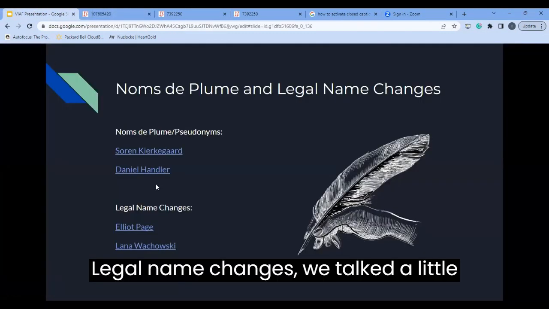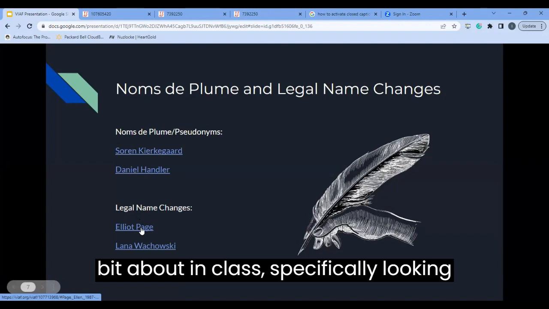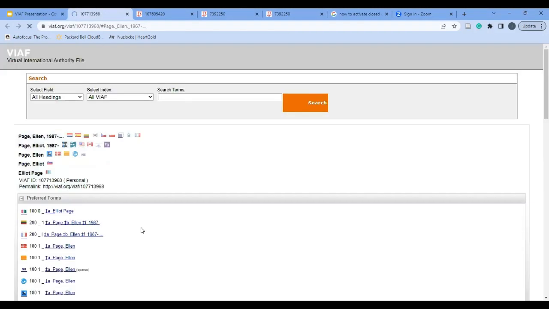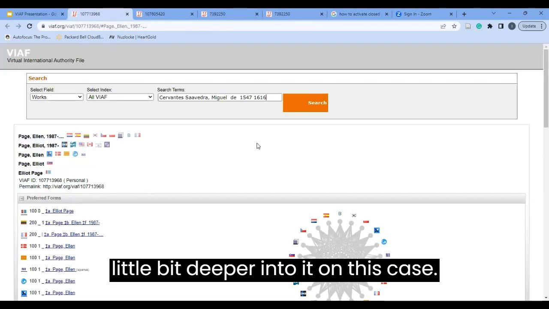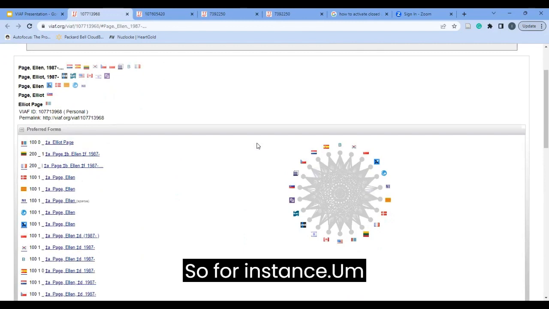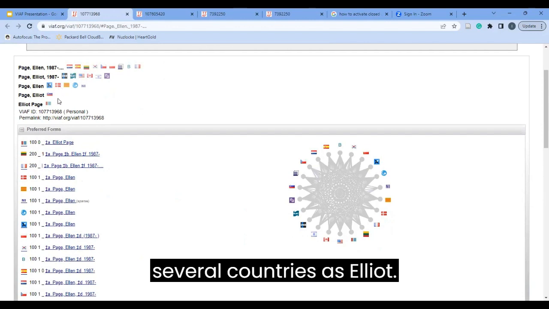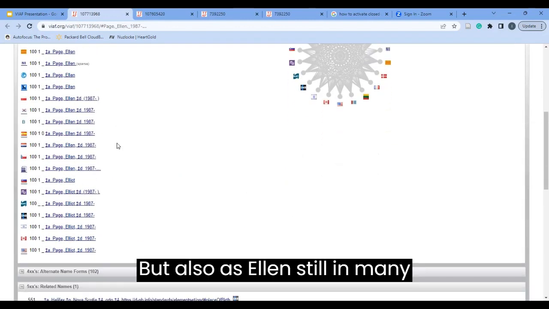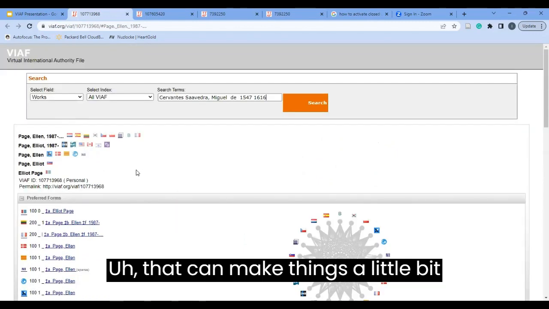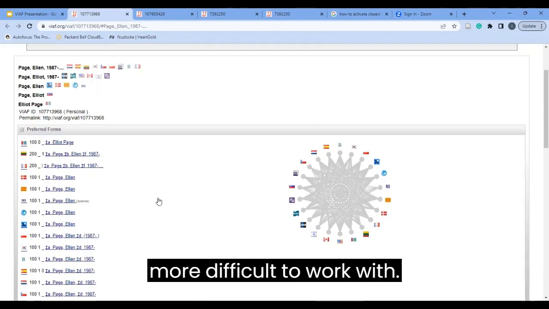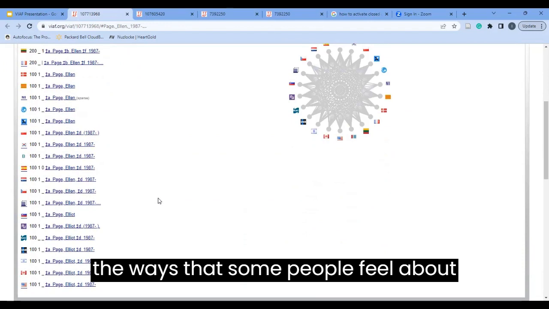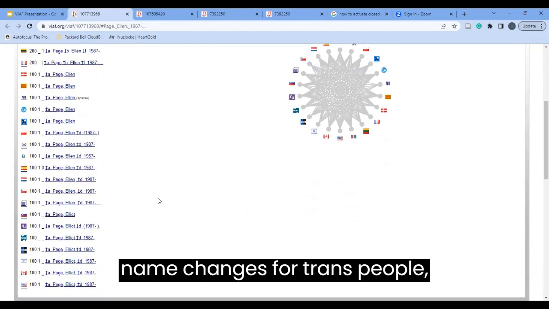Legal name changes we talked a little bit about in class, specifically looking at Elliott Page, but I thought I'd go a little bit deeper into it in this case. So for instance, Elliott Page is listed in several countries as Elliot, but also as Ellen, still in many cases. That can make things a little bit more difficult to work with, given the ways that some people feel about name changes for trans people.